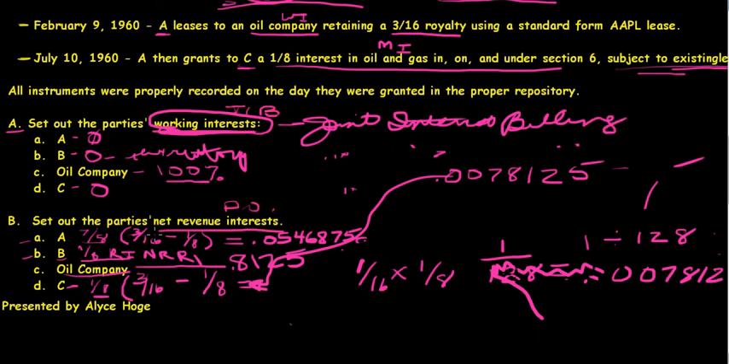And then for the net revenue interest for the parties, A is going to have a 0.0546875. B has a 1/8 royalty interest. He's a non-participating royalty interest. The oil company has 0.8125, the 13/16. And then C is going to have the same calculation as A, but instead of 7/8, it's going to be 1/8 times 3/16 minus 1/8, and that's going to equal 0.0078125. This was a little bit trickier than the other ones, but I think you'll get it.